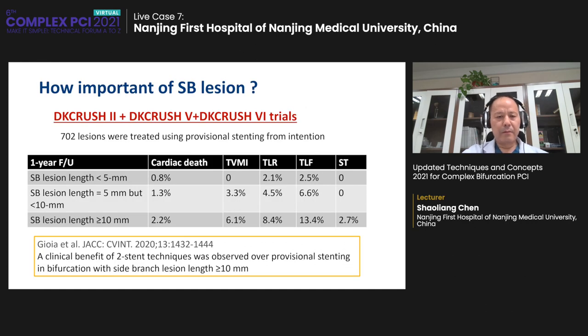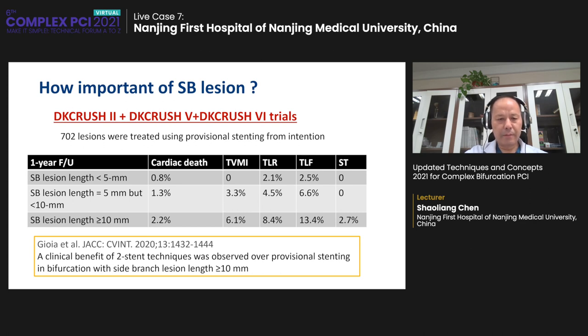In fact, from our previously published series, DK crush 2, DK crush 5, and DK crush 6, three trials, 702 patients with bifurcation lesions were treated using the provisional stenting technique from intention to treat.